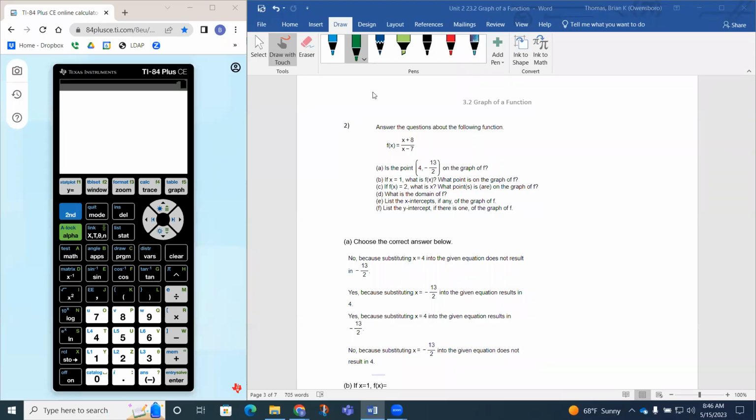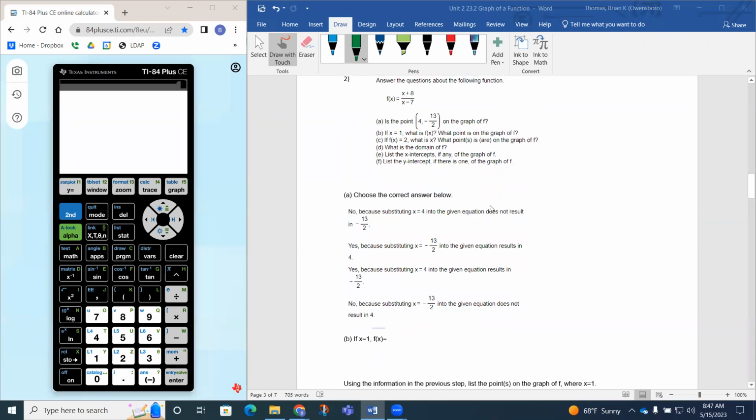So question 2 from graphing of a function. It says answer the questions about the following functions. So we have f of x equals (x plus 8) divided by (x minus 7). So we have what's called a rational function since there's a numerator and denominator. So the first thing they ask us is, is the point (4, -13/2) on the graph?